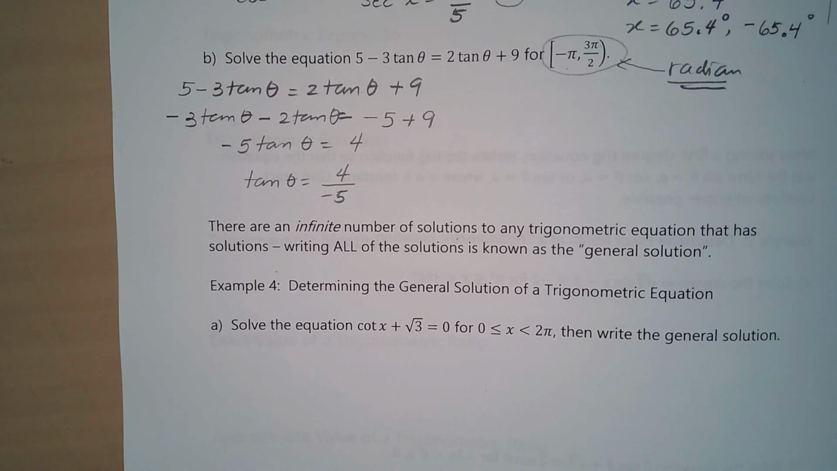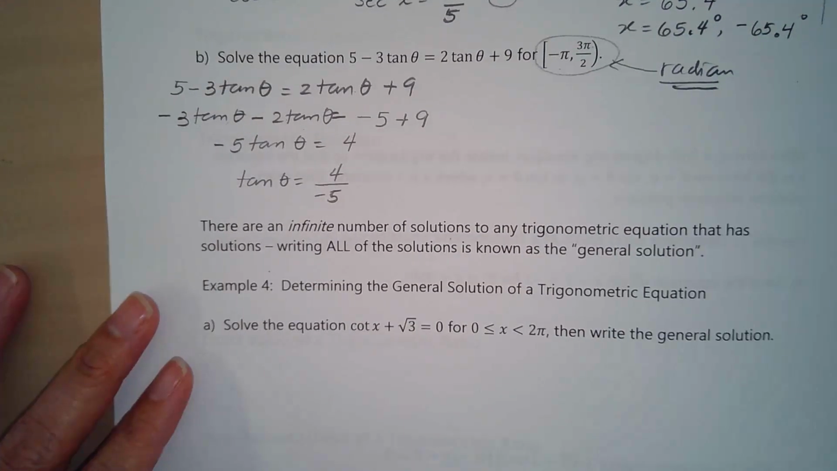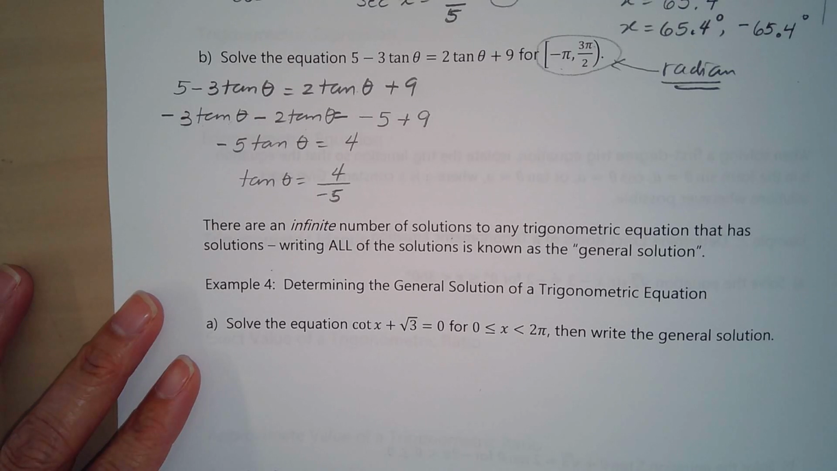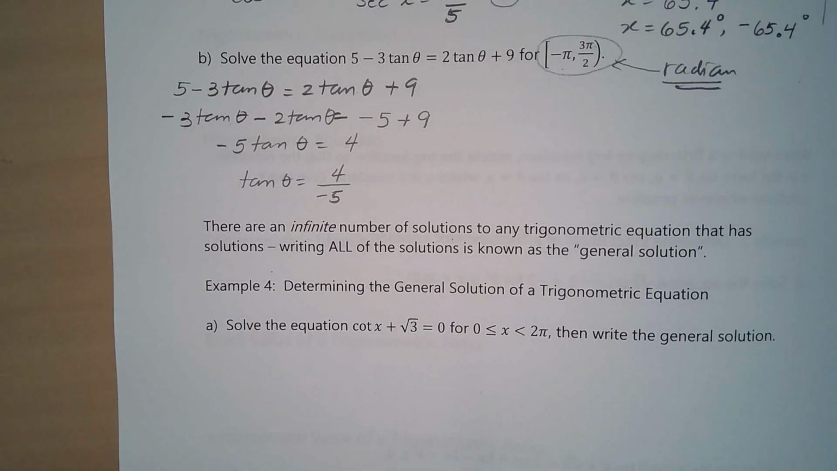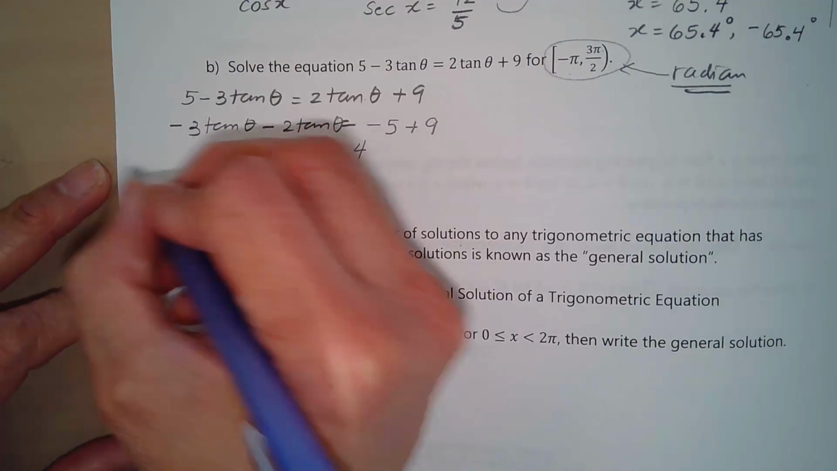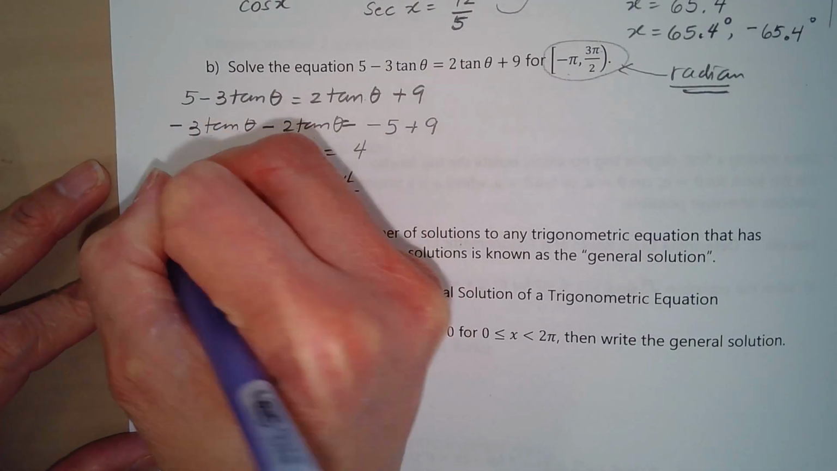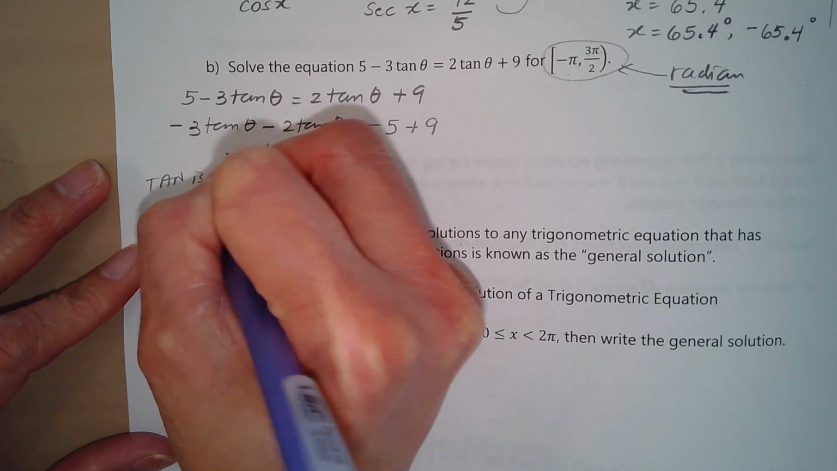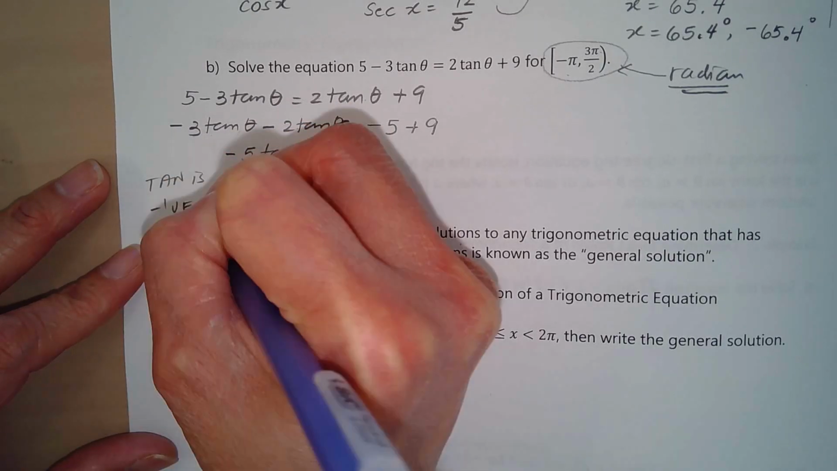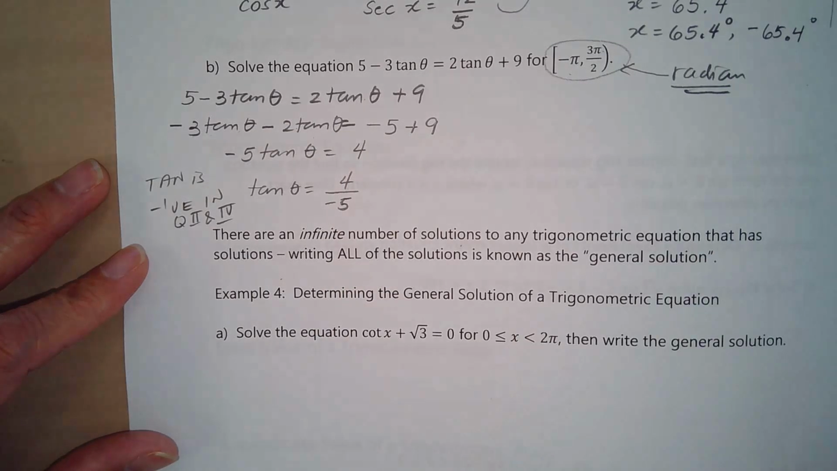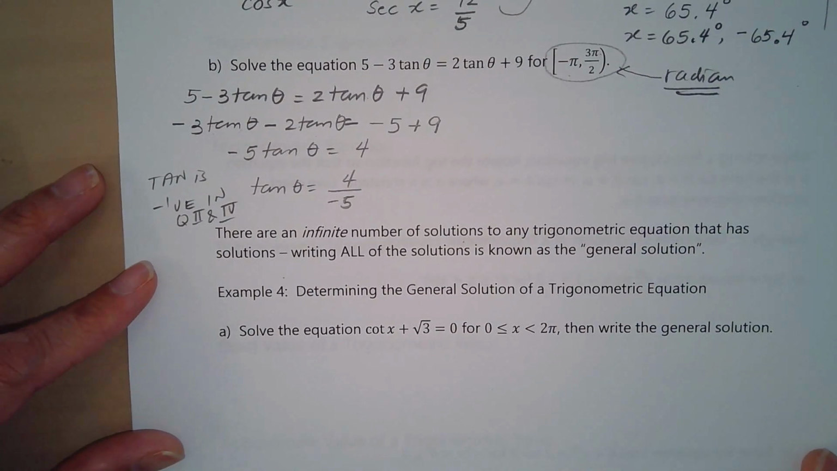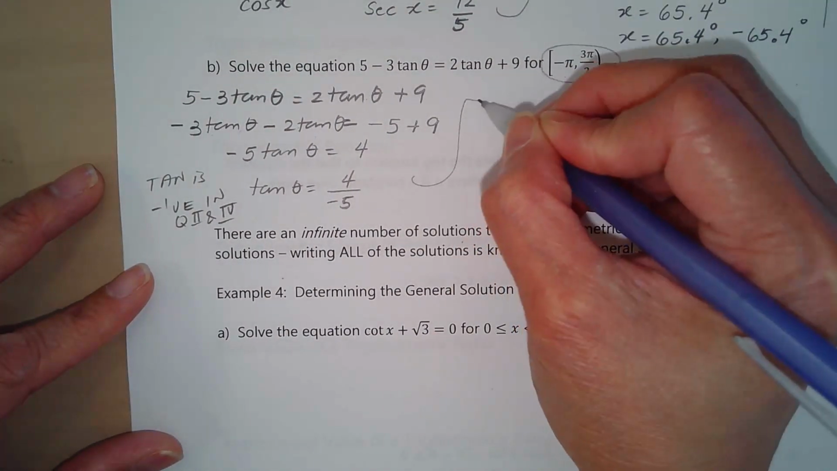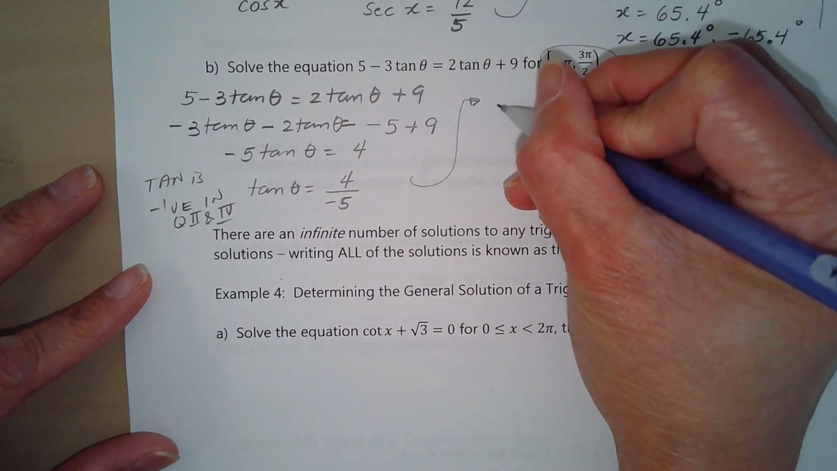I've got to ask myself, okay, where is tan negative? Where is tan negative? It's going to be in quadrants 2 and 4. So tan is negative in quadrants 2 and 4. Okay. So now here we go. Go back up here. What's theta?